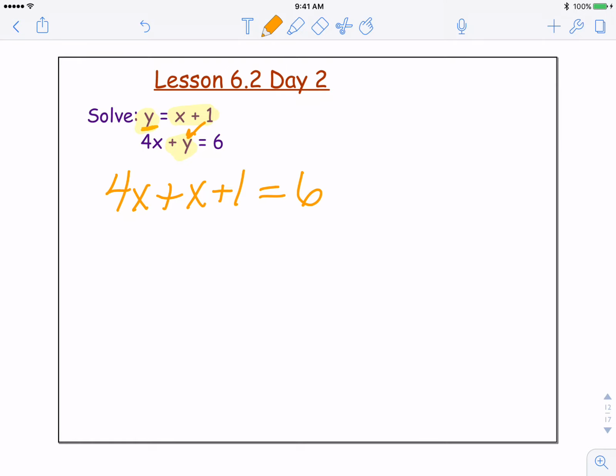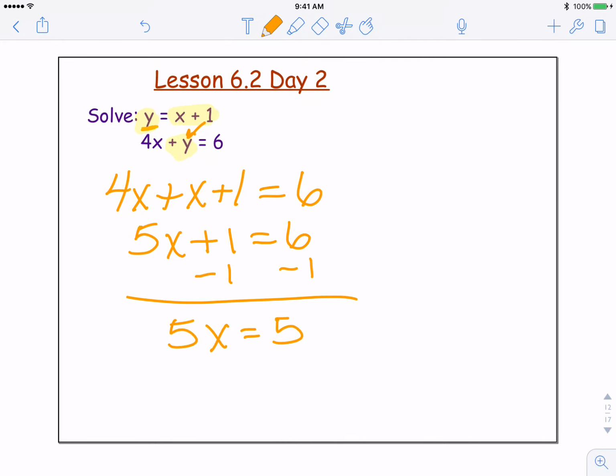I see 4x plus x. These are like terms, and I can combine them because they're on the same side of the equal sign, and they're both x's. So now my equation looks like 5x plus 1 equal to 6. 5 and x are best friends. We're going to wait to break them up until the end. So to get rid of the plus 1, I'm going to subtract 1 from both sides. 5x now equals 5. If I divide both sides by 5, I'm getting x equals 1.